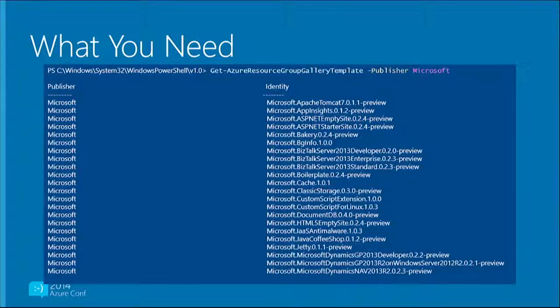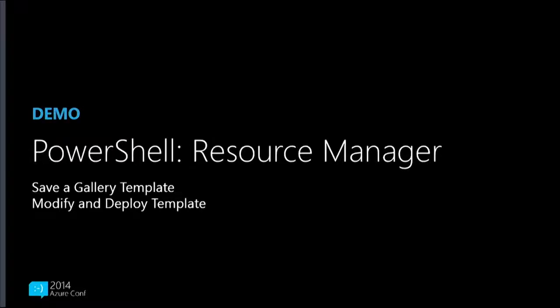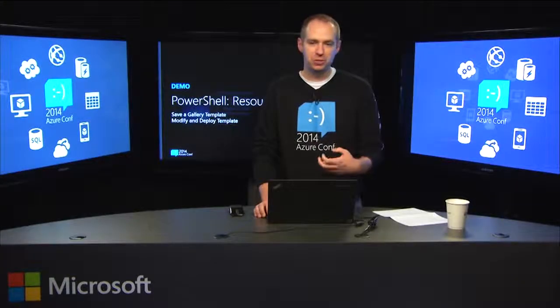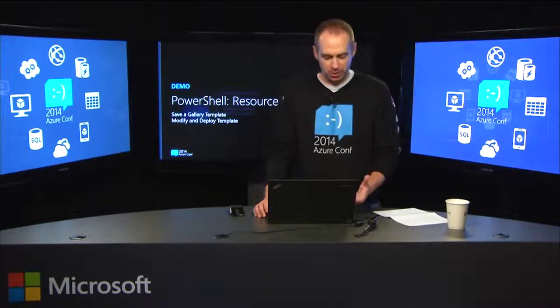If I wanted to see just the templates from a particular publisher, I could say I want only the ones from Microsoft, and I could list that out as well. So let's take a look at doing that. We're going to see how I can view some more information in the gallery that's available, and then we'll modify and deploy a template as well.